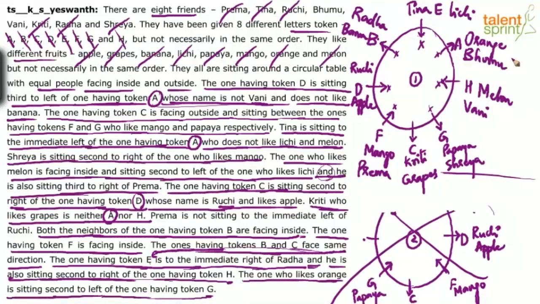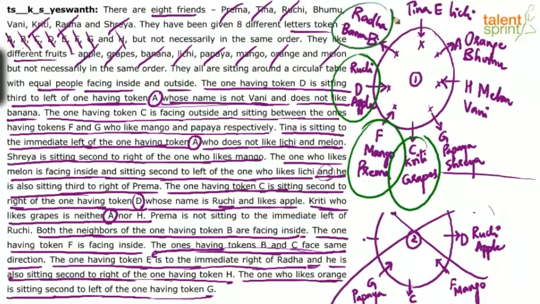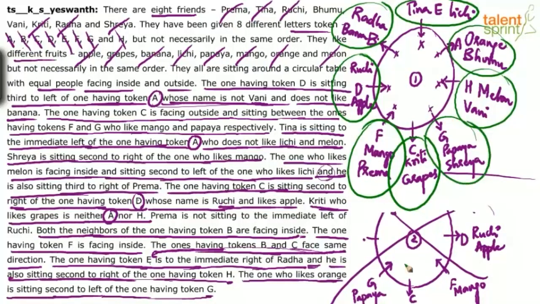Done. Let me just quickly see if all the sets have been marked. C Kriti grapes facing outwards. F mango Prema facing inwards. Ruchi D apple facing inwards. Radha banana B facing outwards. Tina E lychee facing inwards. A orange Bhumu facing outwards. H melon Vani facing inwards. G papaya Shreya facing outwards.